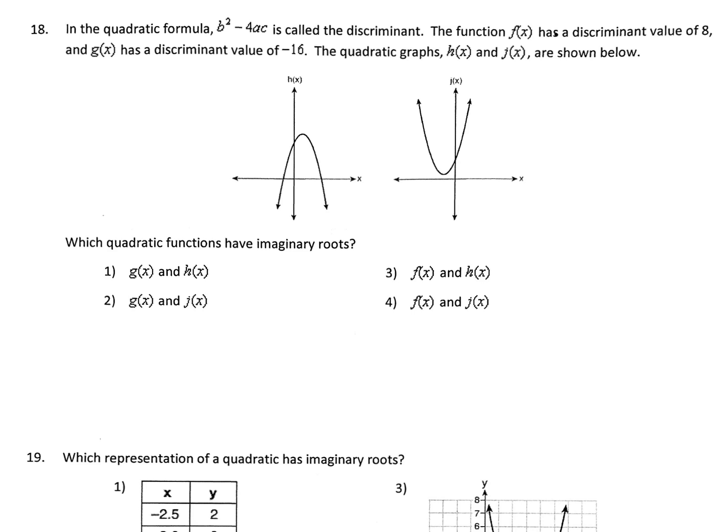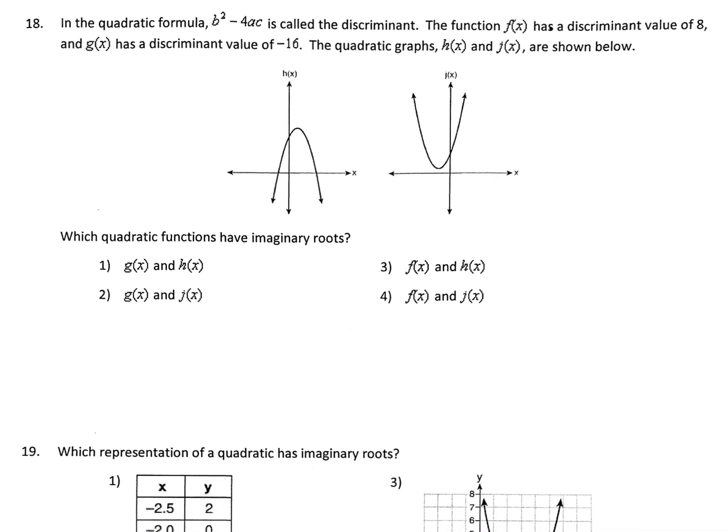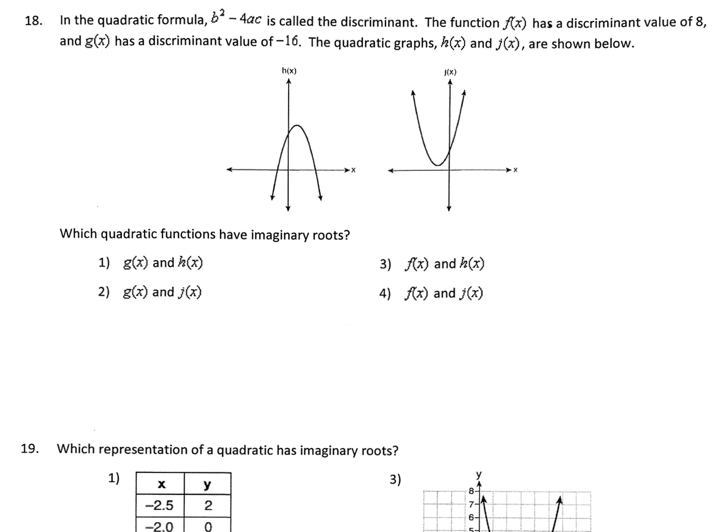All right, number 18. So what do we have here? In the quadratic formula, b squared minus 4ac is called the discriminant. Now think about the quadratic formula. Isn't the b squared minus 4ac what's under the radical? And we know that if we have a negative under the radical, it's going to create imaginary solutions, whereas if we have a positive under the radical, it's going to create real solutions.